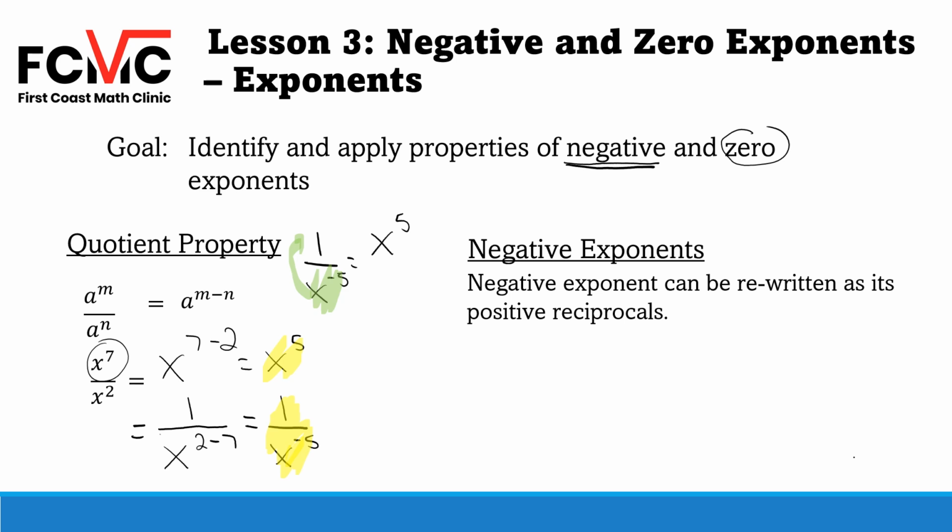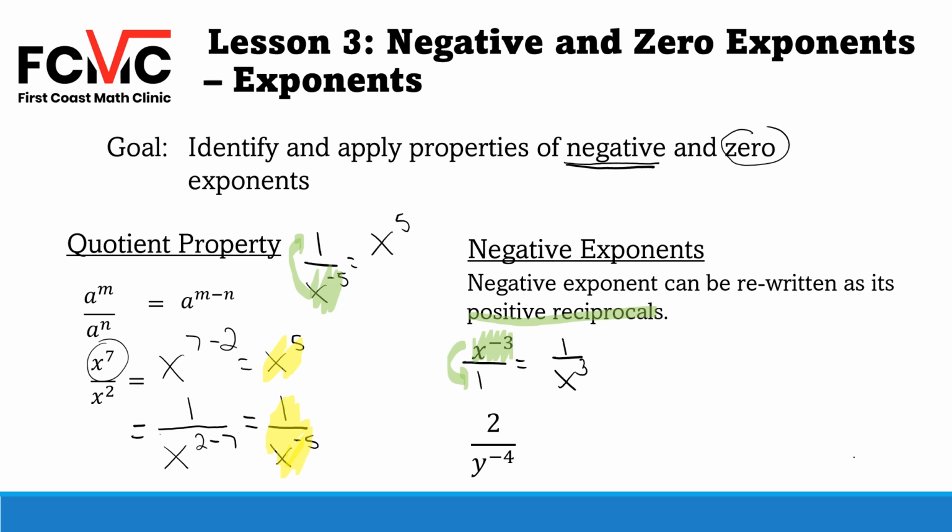So let's look at a couple of basic examples. If I have 1 over x to the negative 3rd, put that over 1, and I can rewrite it as 1 over x to the positive 3rd, because that x to the negative 3rd is going to go down to the denominator to make it positive. So I'm rewriting that negative exponent as its positive reciprocal.